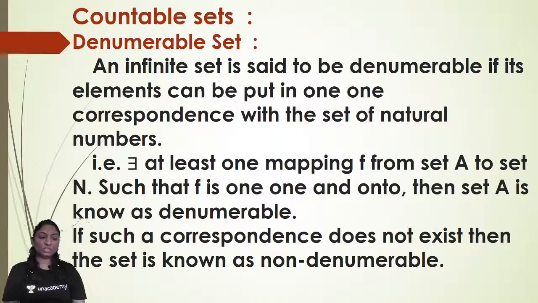It means, to show that any set is countable, we have to establish a one-one correspondence between the given set and the set of natural numbers. To prove that any set is countable, we have to establish a one-one correspondence between the set of natural numbers and the given set.